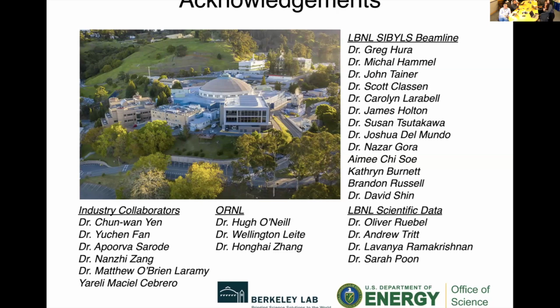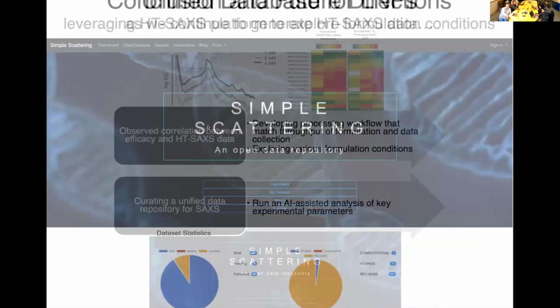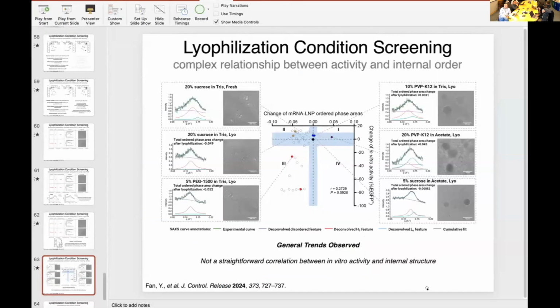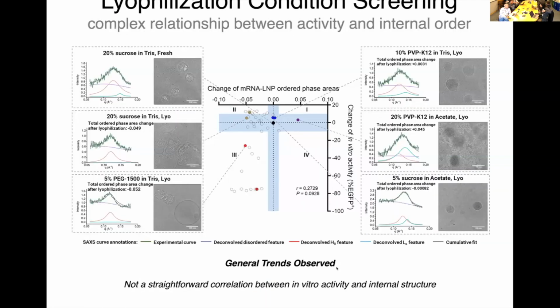Oh, so that was very interesting because, I think this one is probably the best spot for that. I didn't get to explain this in detail, but we have the change of the order, internal structure, and then the change of in vitro activity. And we have the fresh sample right here. That's pre-lyophilization, and that's sort of our base, the center point.